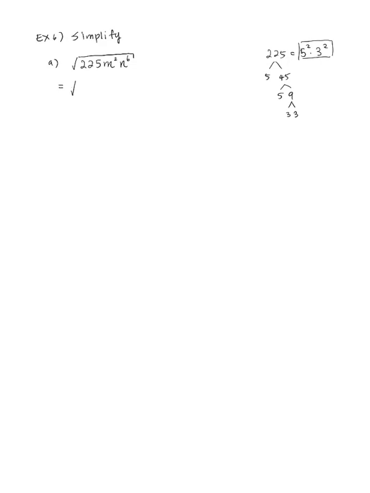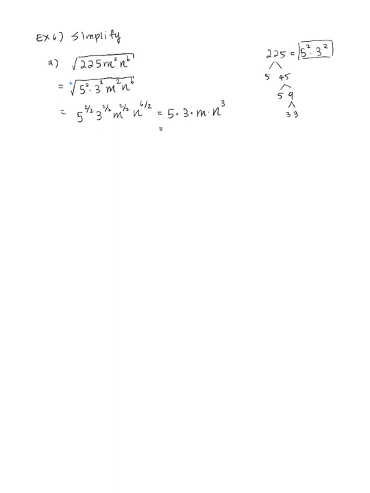So this is going to be the square root of 5 squared times 3 squared, m squared, and then n to the 6th. Alright, since we're given the square root again, remember there's that little invisible 2 sitting there. So this is going to be 5 to the 2 over 2, 3 to the 2 over 2, m to the 2 over 2, and then n to the 6 over 2. So this is going to be 5 times 3 times m times n to the 3rd.